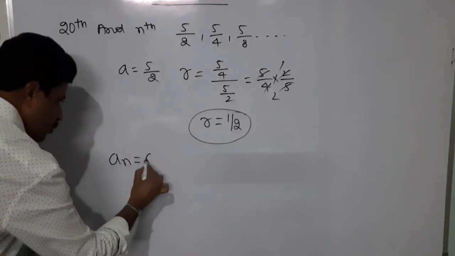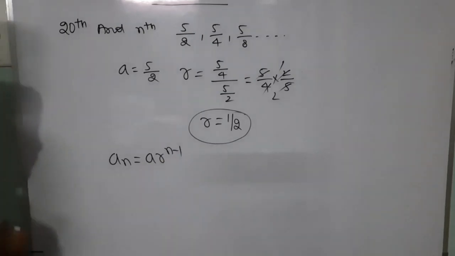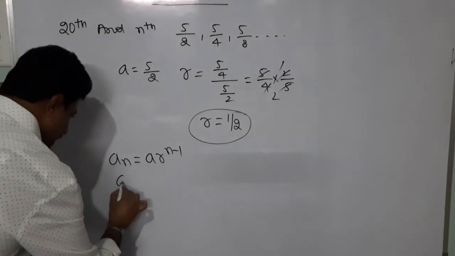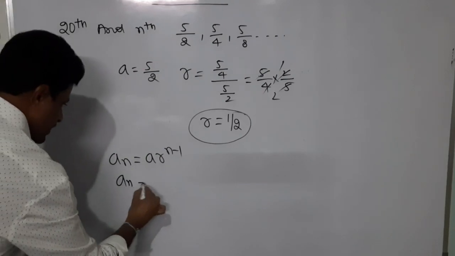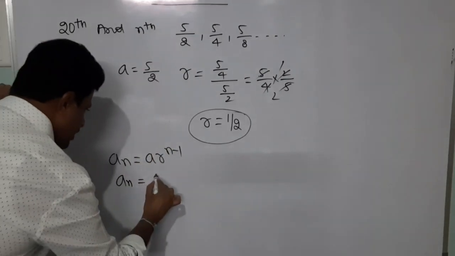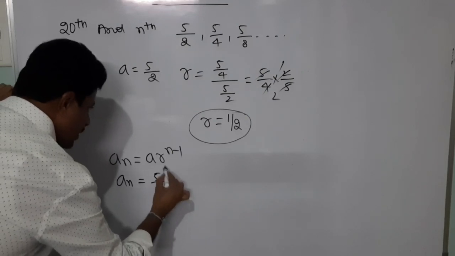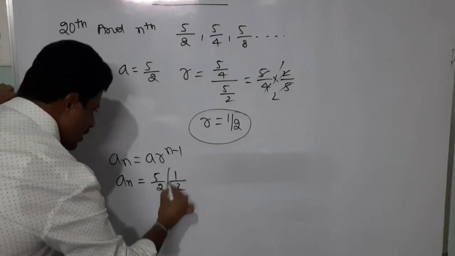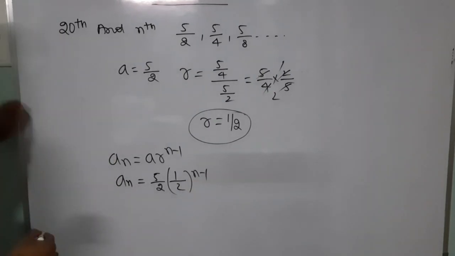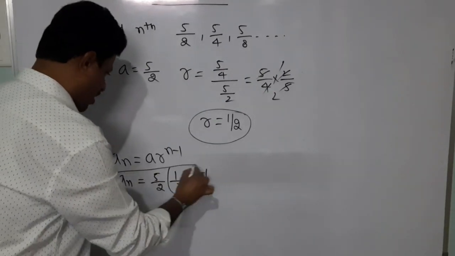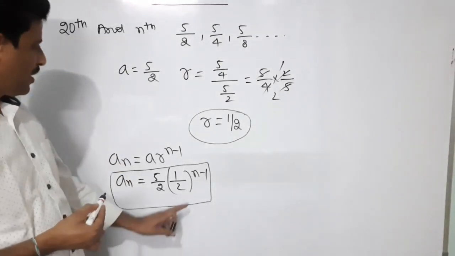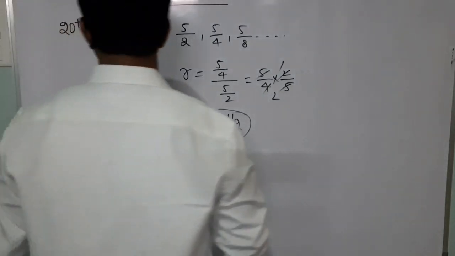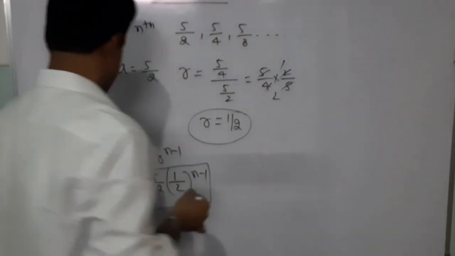an is equal to A R to the power of n minus 1. This is the nth term of a GP. Next, find the nth term. an is equal to, A is how much? 5 by 2, 5 divided by 2 into R, which is 1 by 2, whole to the power of n minus 1. So the result is an is equal to 5 by 2 into 1 by 2 whole to the power of n minus 1. This is the nth term.